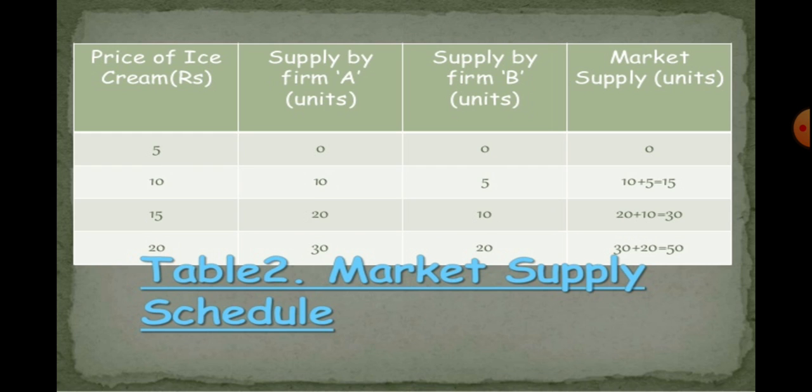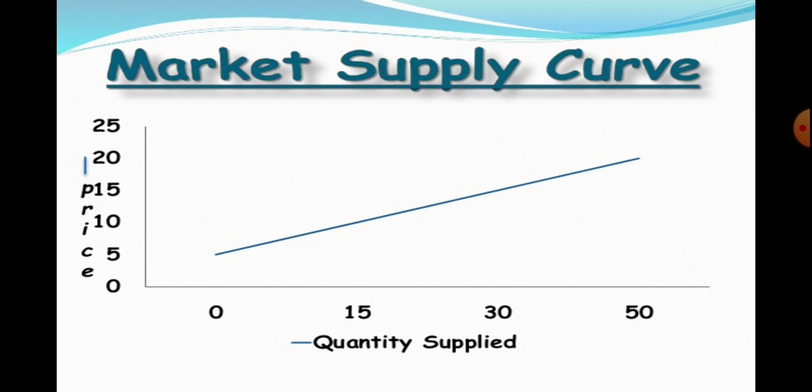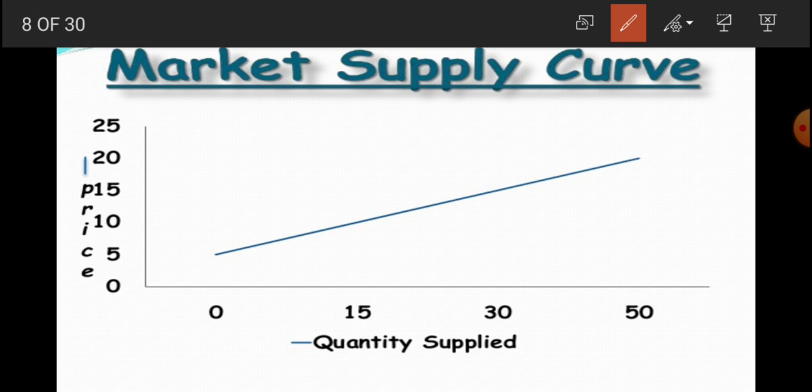अभी हमने डिस्कस किया, when price of the commodity is rupees 5, there is no market supply at all. When price of the commodity increases to 10, firm A is ready to offer 10 units, firm B is ready to offer 5 units, and the market supply is 15. So when we plot, this is when price of the commodity is 0, no supply. When price of the commodity is 10, 15 units are offered by firm A and firm B. Now, there is a question that a market supply curve is a horizontal summation of individual supply curves.